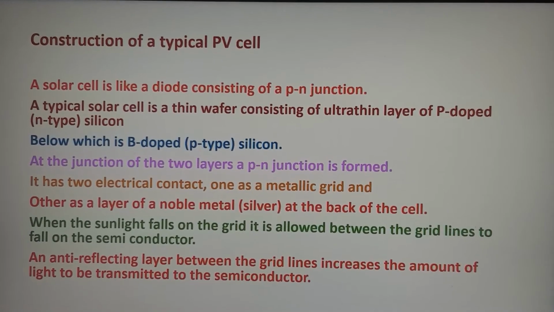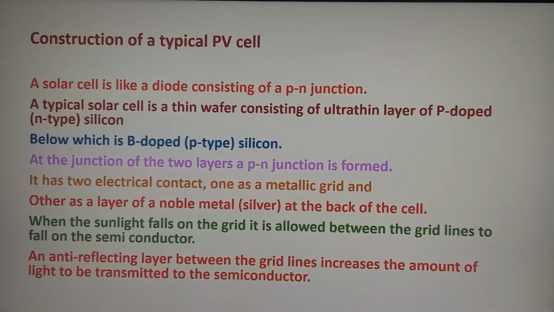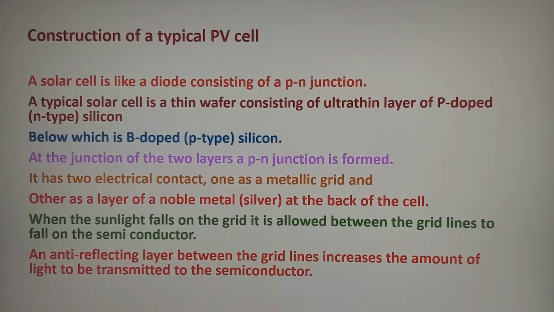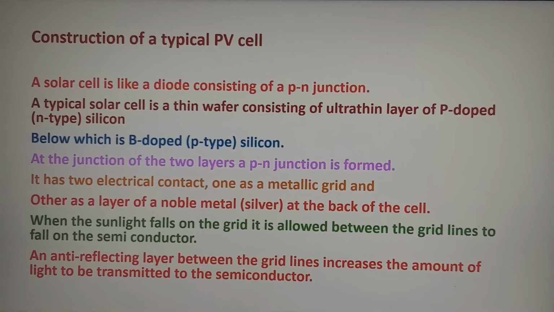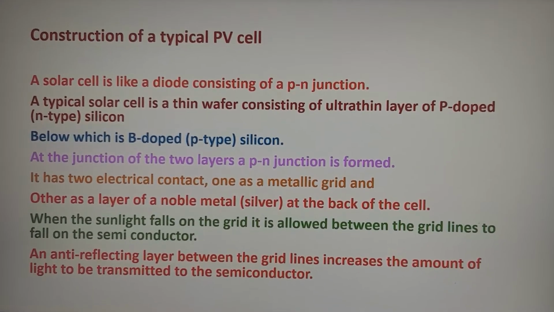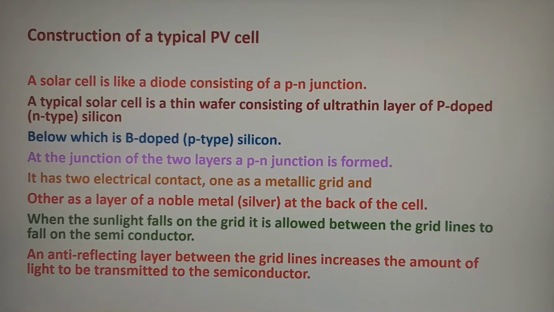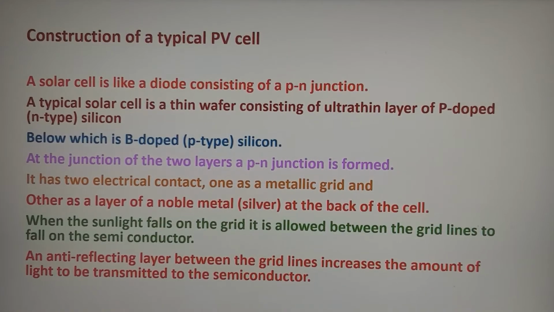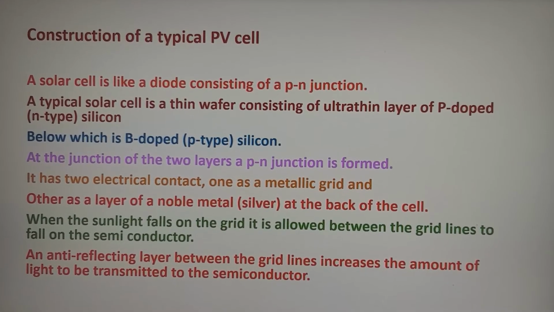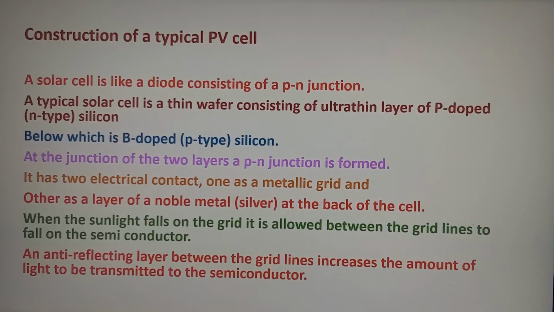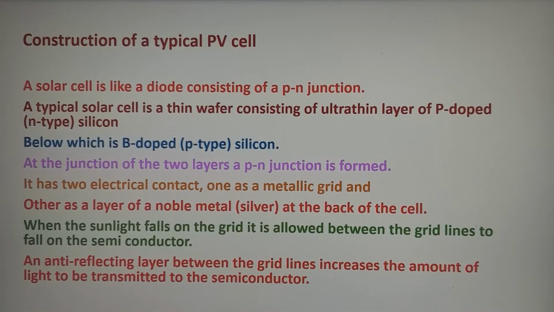It has two electrical contacts, one as a metallic grid and the other as a coat of noble metal, normally silver, at the back of the P-type silicon. When the sunlight falls on the grid, it allows the light to fall on the semiconductor between the grid lines, which has an anti-reflecting layer that increases the amount of light transmitted to the semiconductor.